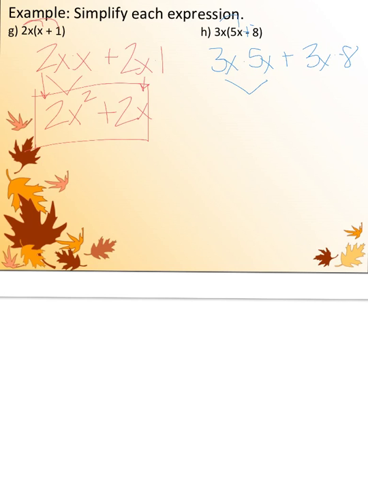And now we multiply. 3x times 5x. Focus on just the numbers. 3 times 5 is 15. What is x times x? Hopefully you guys are in your head thinking x squared, plus 3 times a negative 8 is negative 24. Tack on the x. Again, these are not like terms. You don't need to worry about those today. Tomorrow you will. So there's your final answer on that one.